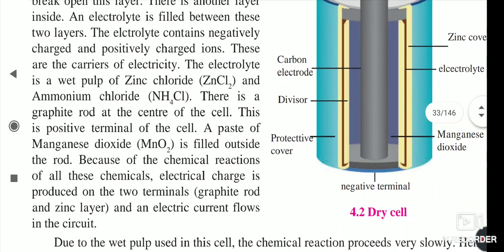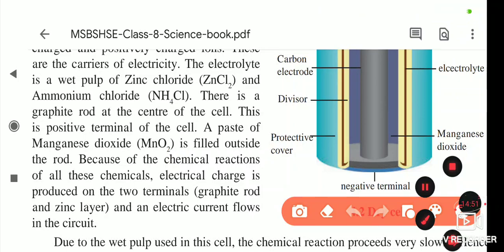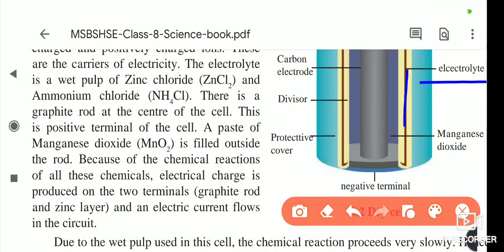Next, what is given here? First, I told you the zinc cover is there, and inside the zinc cover one more covering is there, and in between these two, the electrolyte is present. This gray color line is nothing but that electrolyte. Then this graphite rod is working as the positive terminal.